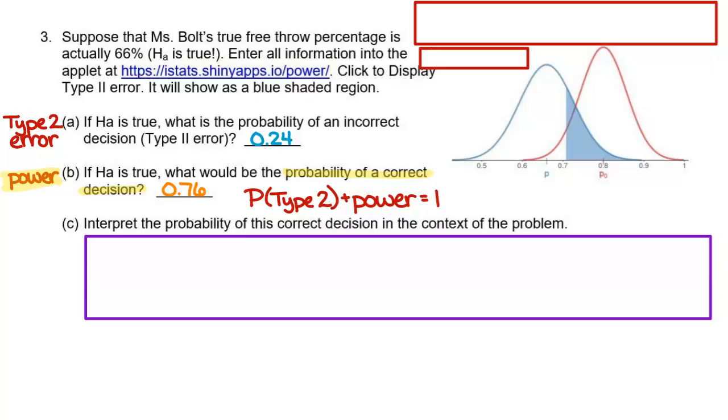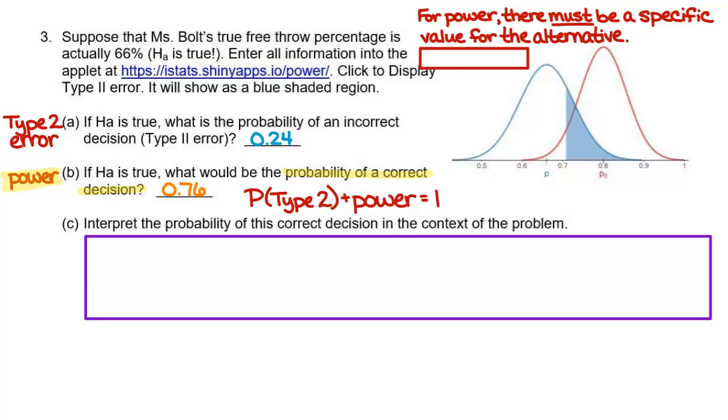Right. So I want to write this, and then I want to go back and look here. When we're talking about power, we have to have a specific value for the alternative hypothesis. It's not just P is less than 0.80 or P is greater than 0.80 or P is not equal to 0.80. We have to have an actual number that we think for our alternative. In this case, the alternative hypothesis is that P is equal to 0.66.